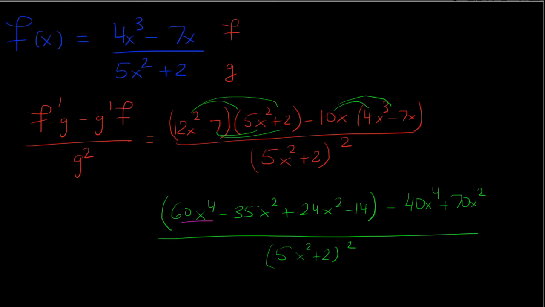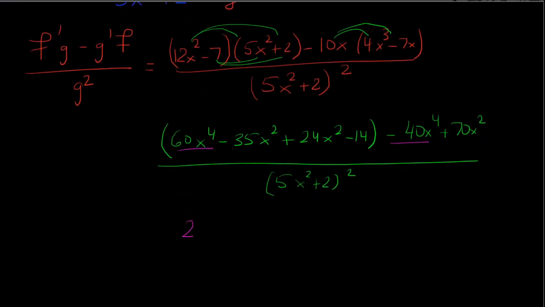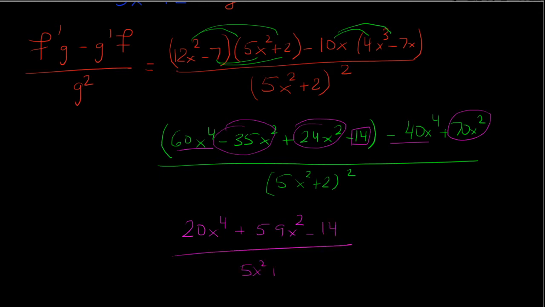Okay, we have 60x to the 4th minus 40x to the 4th. That's going to be 20x to the 4th. Negative 35x squared plus 24x squared is negative 11x squared, plus 70x squared is 59x squared. And that leaves us with negative 14 all over 5x squared plus 2 squared. And it doesn't simplify any further.